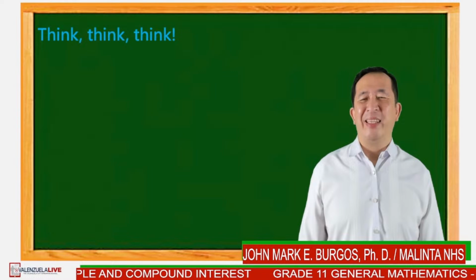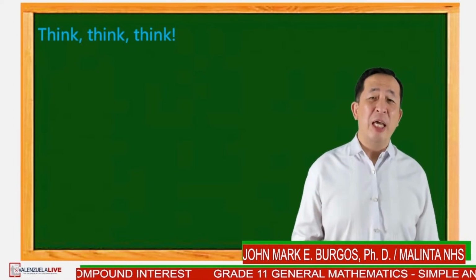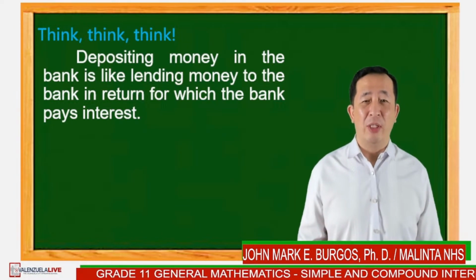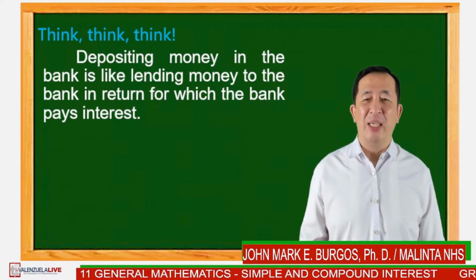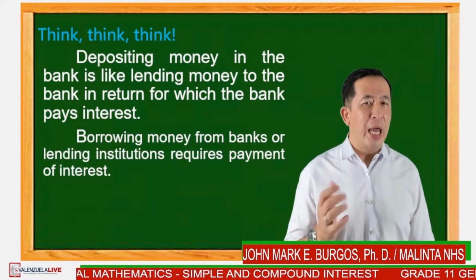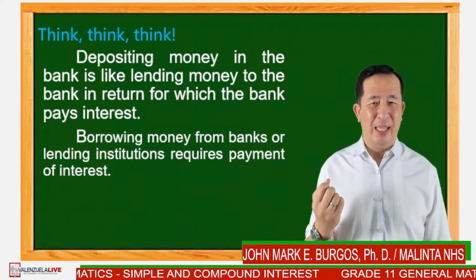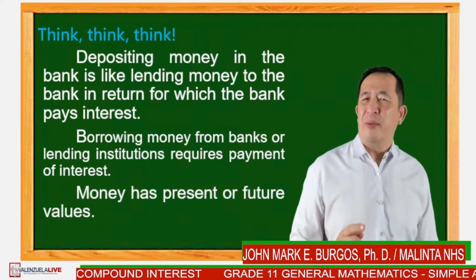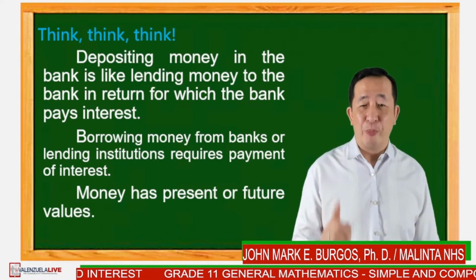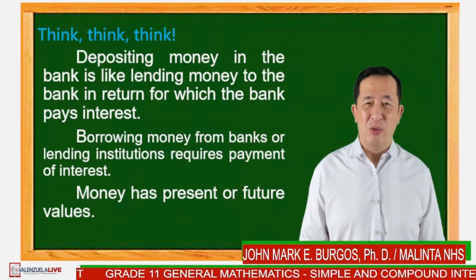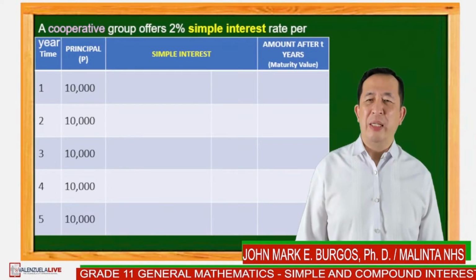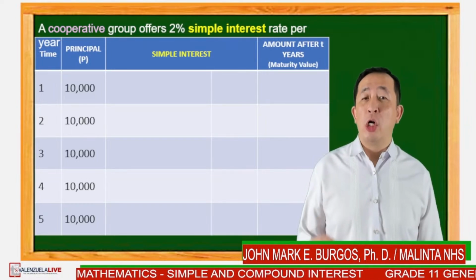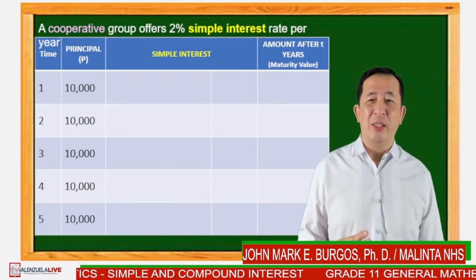Let us contemplate the situation. Depositing money in the bank is like lending money to the bank in return for which the bank pays interest. Borrowing money from banks or lending institutions requires payment of interest. Always remember that money has present or future values. Let us consider the first option. A cooperative group offers 2% simple interest rate.